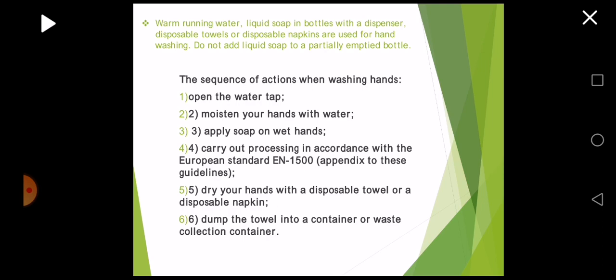First, open the water tap. Second, moisten your hands with water. Third, apply soap on wet hands. Fourth, carry out processing in accordance with the European standard EN-1500, appendix to the guidelines. Fifth, dry your hands with a disposable towel or a disposable napkin. Sixth, dump the towel into a container for waste collection.